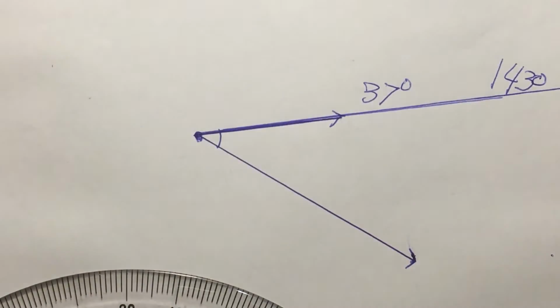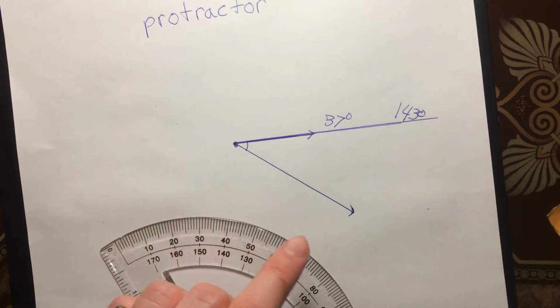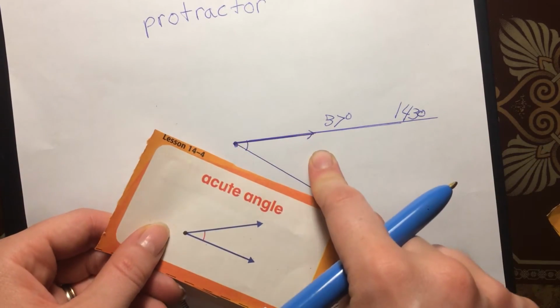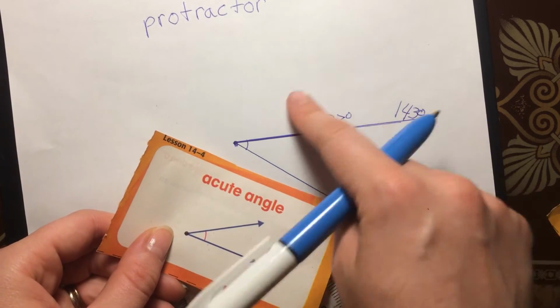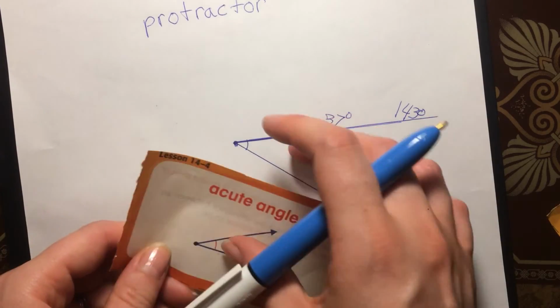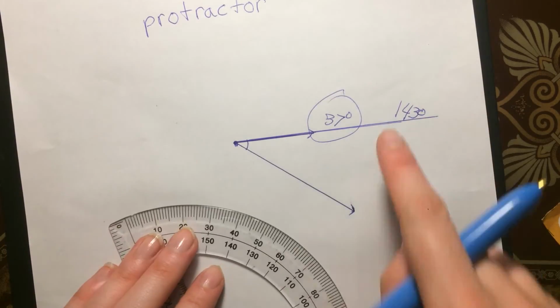Well, that's where my knowledge of acute versus obtuse comes in. Well, this is an acute angle. It's less than 90, so I can't pick this one because 143 is way bigger than 90. So it has to be the 37. This is my choice. It's 37 degrees.